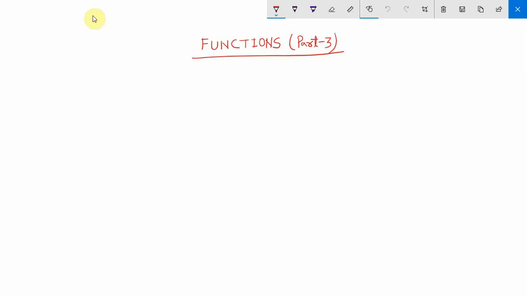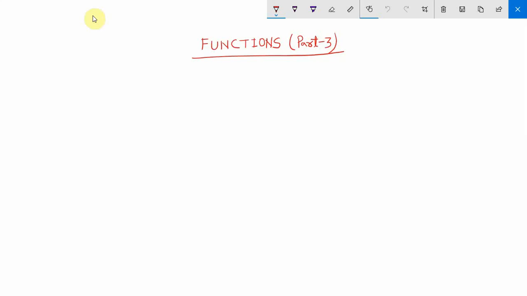Okay friends. So today we are going to discuss some standard real functions like we will discuss constant function, identity function, modulus function, greatest integer function. Then we will discuss fractional part function, exponential function and logarithmic function.